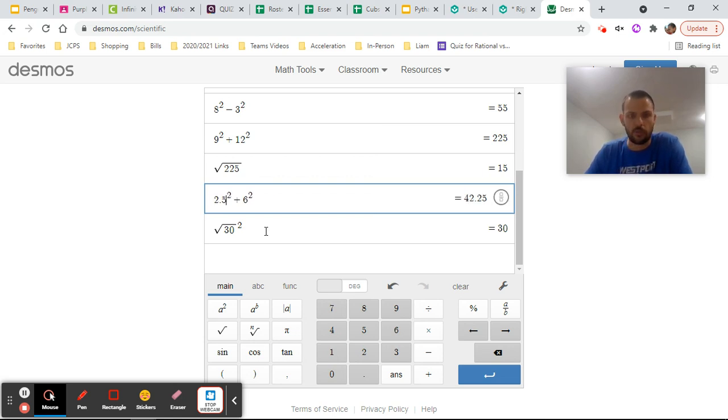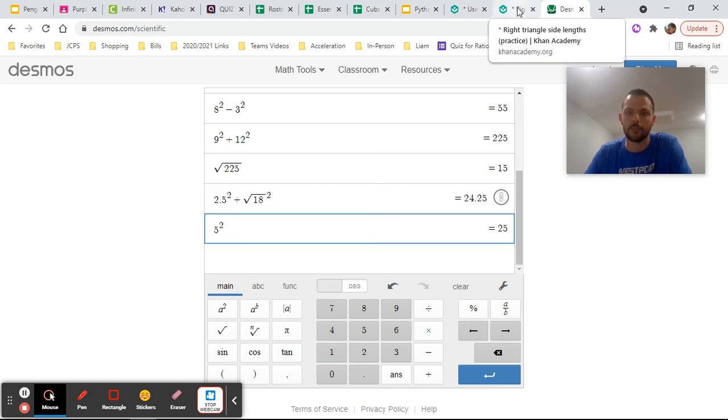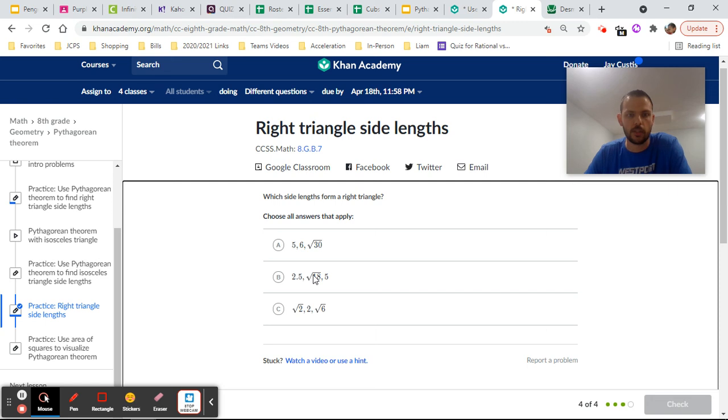Oops. 2.5, square root of 18. Oh, I already know this one isn't because it says 24.25, not 25. So close, super close. Maybe it's like 88, 89 degrees, but not 90. All right, not a 90-degree angle. So I guess this one's got to be right.